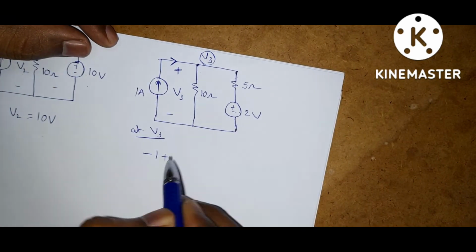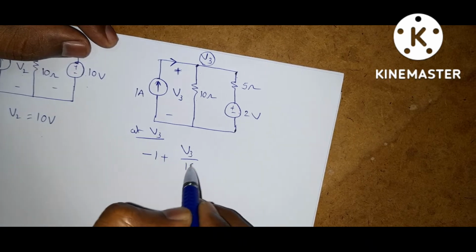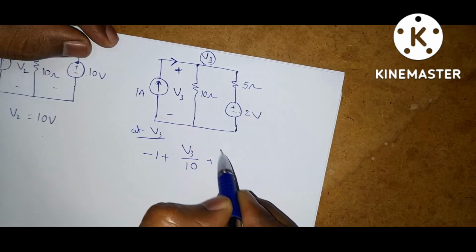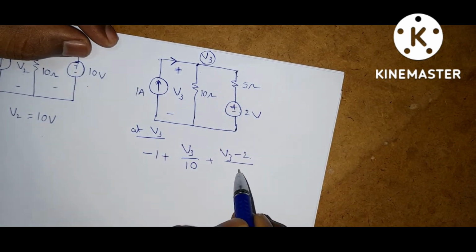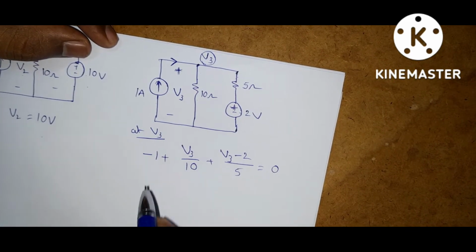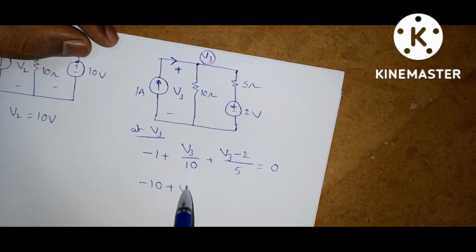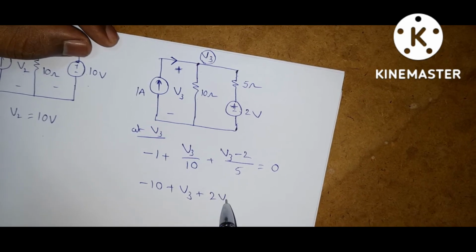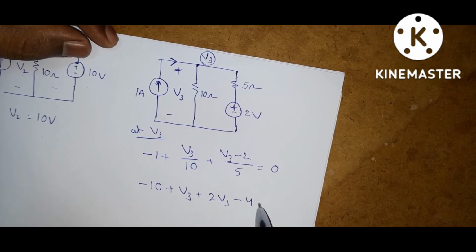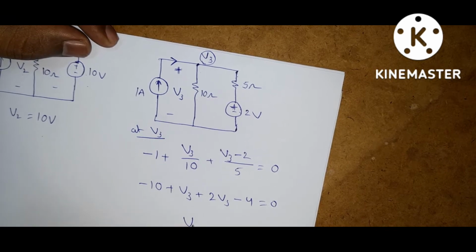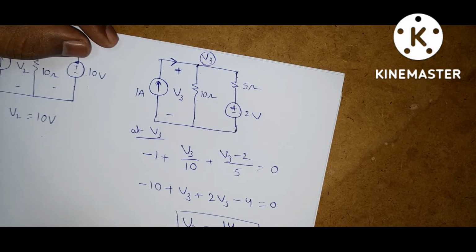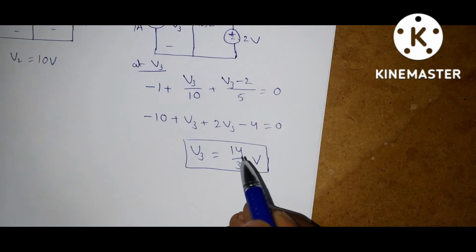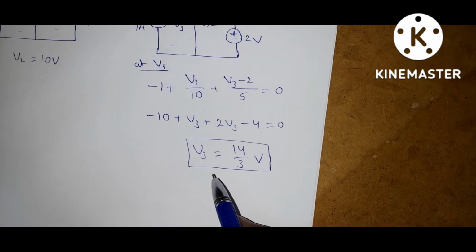For this branch, V3 by 10; for this branch, V3 is positive, so V3 minus 2 by 5 is equal to 0. Minus 10 plus V3 plus 2V3 minus 4 is equal to 0. V3 is equal to 14 by 3 volts.